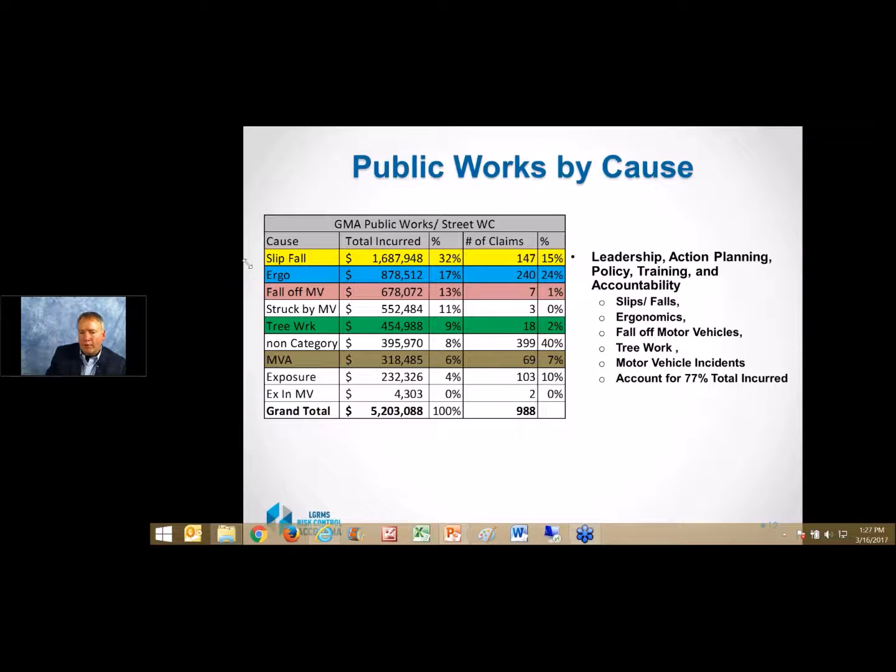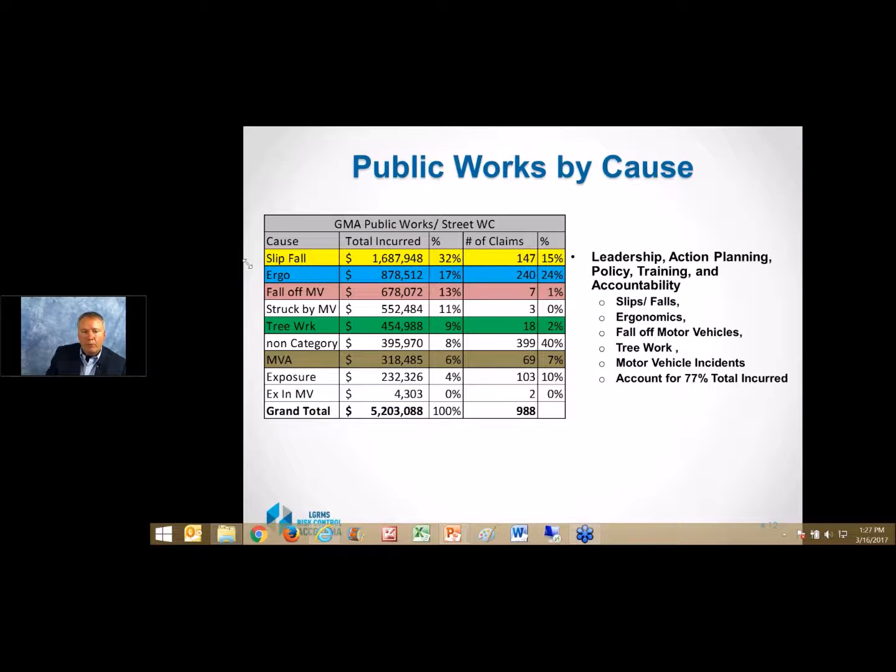Falls off motor vehicles. So this is jumping off of trucks. This is usually jumping off the back of motor vehicles, really, and this is trucks primarily. So almost $700,000, 13% of our incidents. So what can you do about that? Well, one, have your supervisors enforce accountability that nobody's going to jump off the back of a truck. We have people just voluntarily jumping off. Again, they think that's the quickest way to do that.